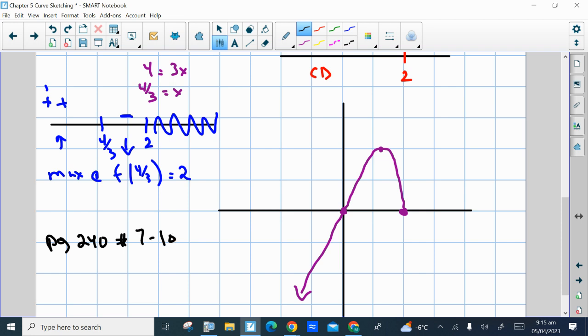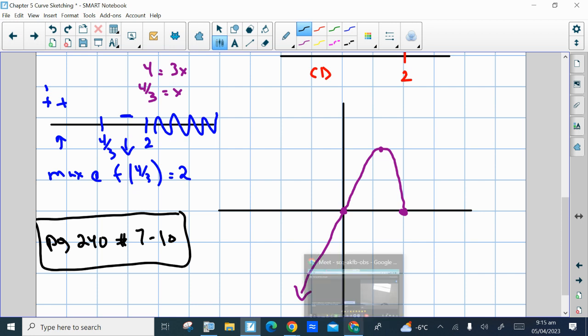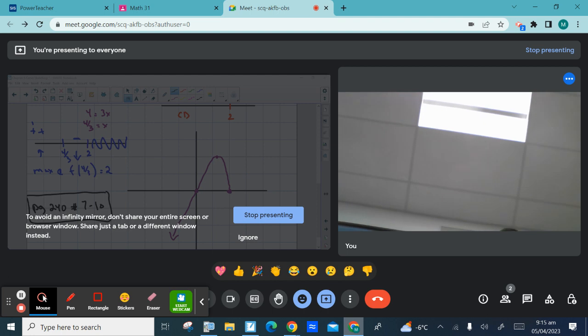So this assignment I'm going to collect for marks, page 247 through 10. So I do have some graph paper up here if you want to help yourself to some. But this one I'm going to collect for marks.